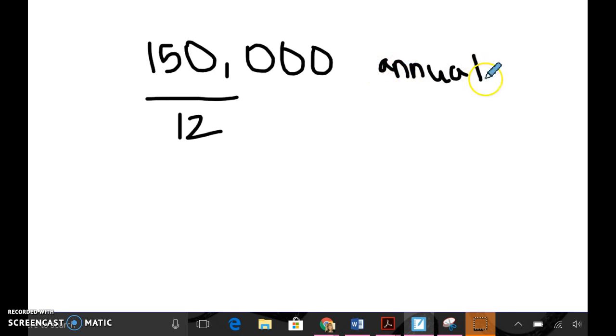$150,000 annually, that's how much you're going to make in 1 year. In order to know how much you're going to make monthly, you need to divide that by 12. So if you were to divide 150,000 by 12, that would give you 12,500.